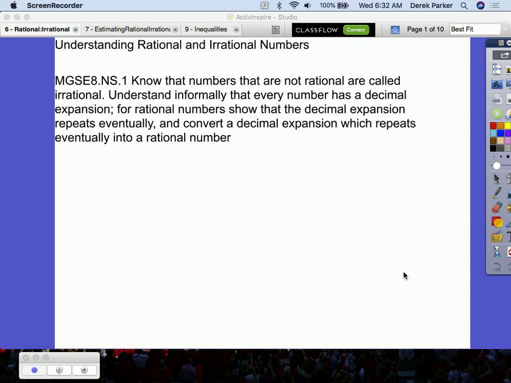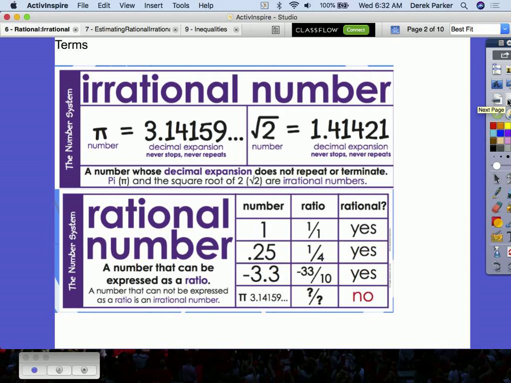In this lesson, you're going to understand what rational and irrational numbers are. We're working on the 8th grade standard NS1: know that numbers that are not rational are called irrational. An irrational number is a number whose decimal expansion does not repeat or terminate.